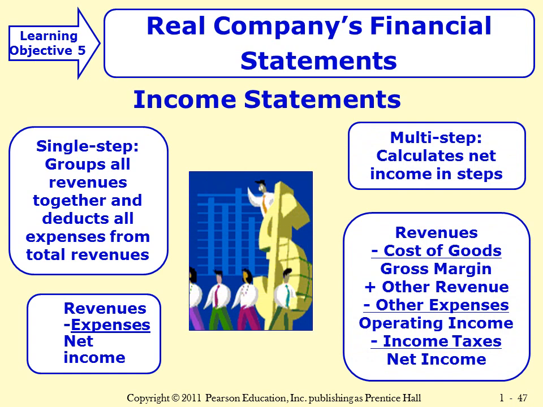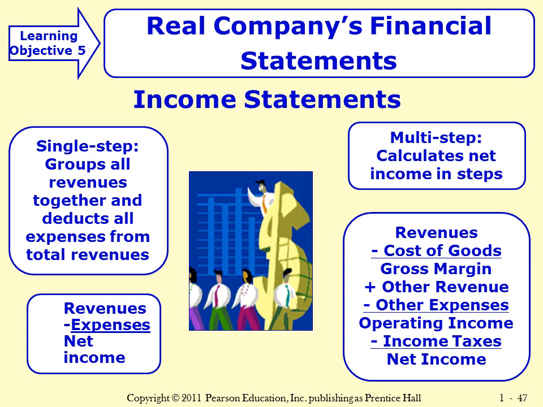Learning Objective 5, Real Companies' Financial Statements. A single step is the most simplistic form. It just has all revenues, then all expenses, then net income. Boom, done. What you'll generally see is a multi-step. It has the same info, but you're going to have subtotals throughout. So you have revenues minus your cost of goods, which gives you your gross margin, or your gross profit.